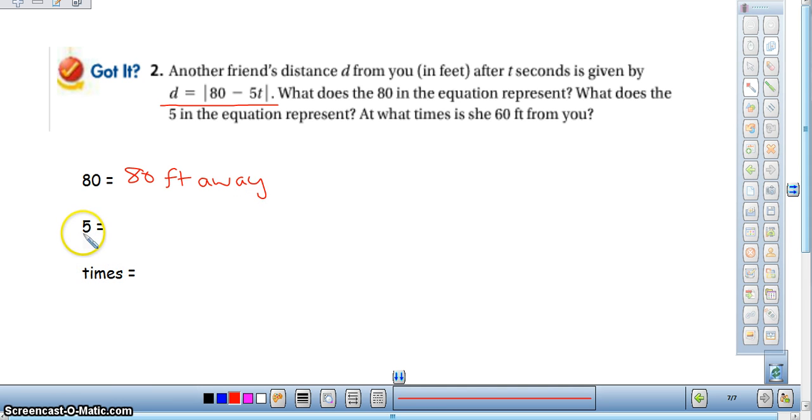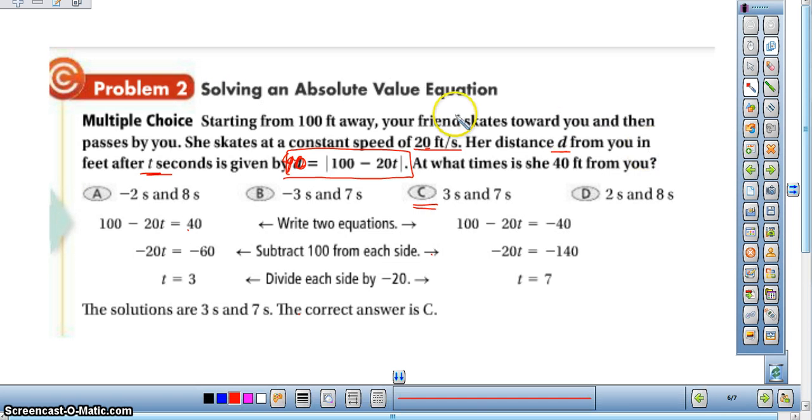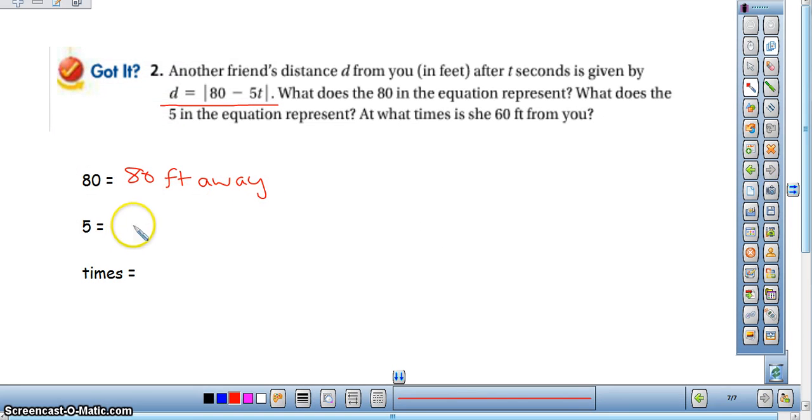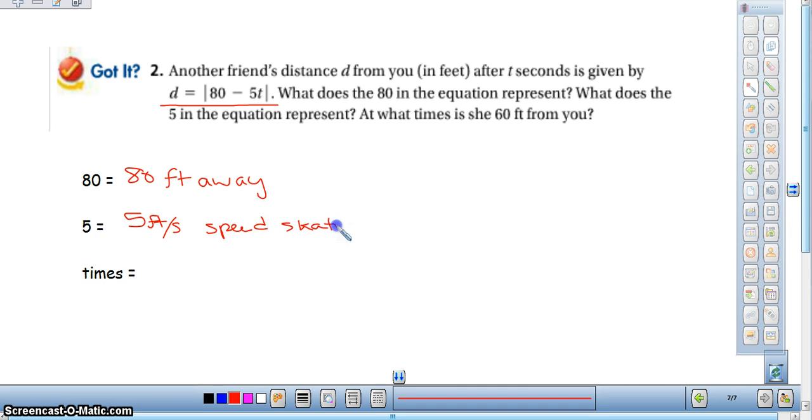What does the 5 stand for? And again, if you're looking at that, it's 5 times the time. In our last example, the 20 is what we used, and that's how fast they were skating. So now we would look at the 5. That's going to be, in this case, the 5 feet per second, and it's the speed of our friend's skating. That's how fast they are going.